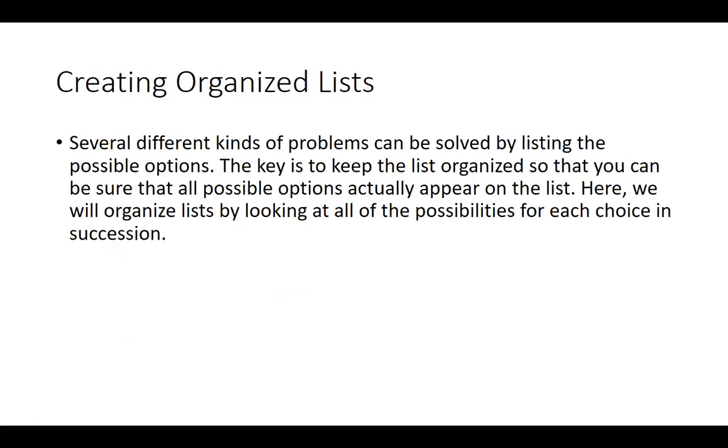Creating organized lists. Several different kinds of problems can be solved by listing the possible options. The key is to keep the list organized so that you can be sure that all possible options actually appear on the list. We don't want to miss any. We don't want to double any up. Here, we will organize lists by looking at all of the possibilities for each choice in succession.